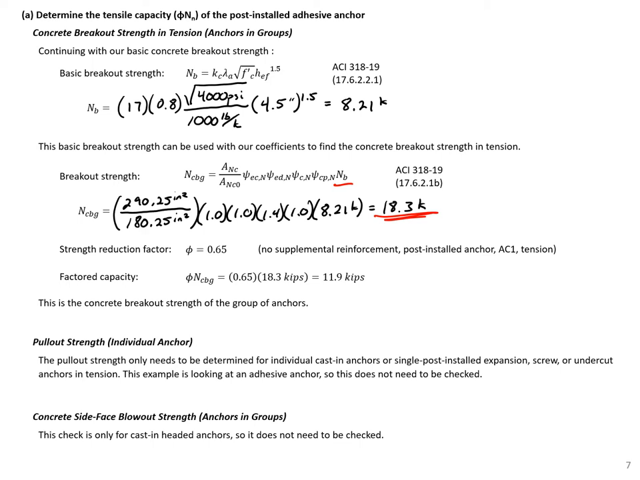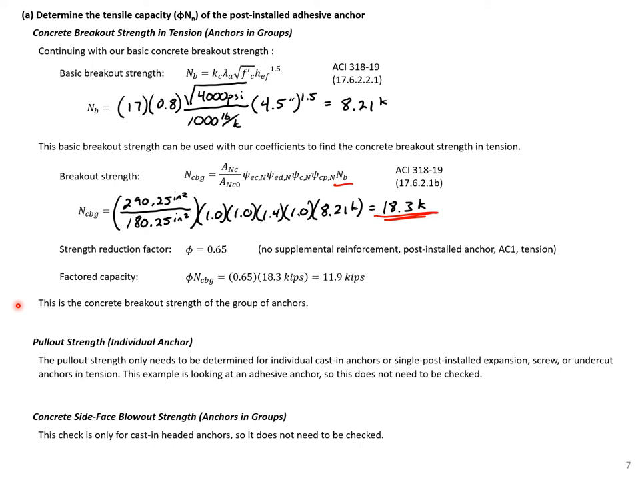So that's our group concrete breakout strength in tension. We can factor this with our strength reduction factor, 0.65 in this case, and then take our 18.3 times 0.65 to get our factored capacity of 11.9 kips. And this is the concrete breakout strength for the group of anchors. So for both anchors, the two anchors together.